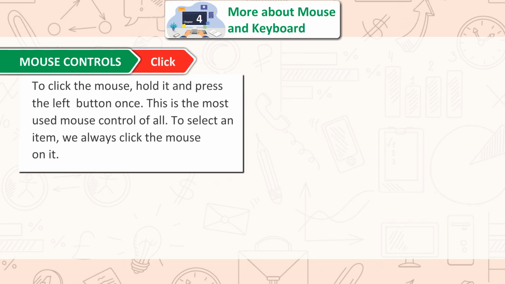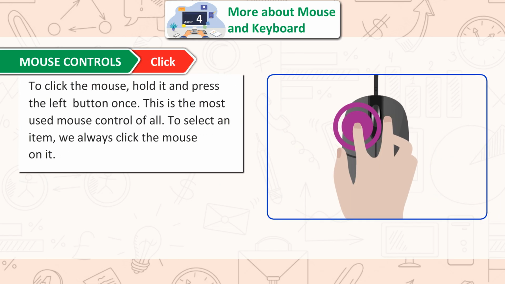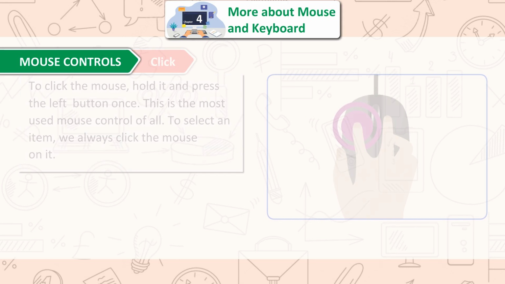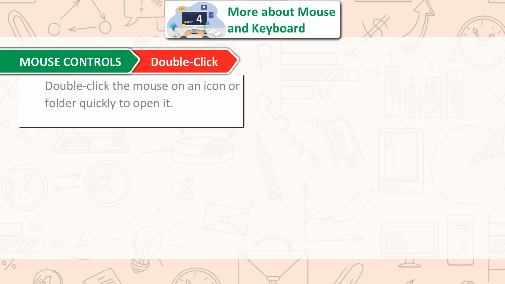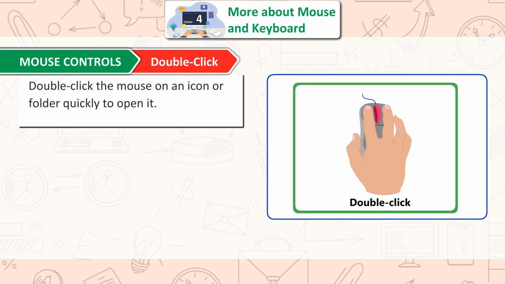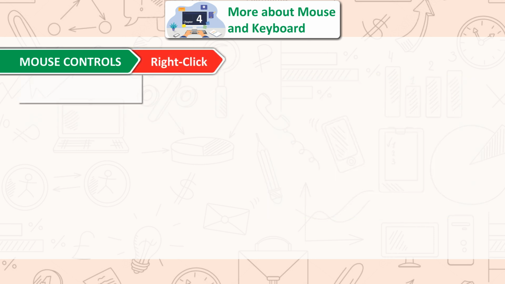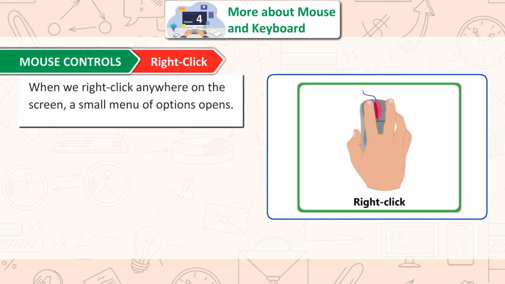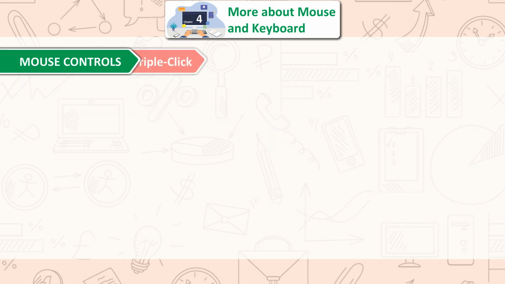Click. To click the mouse, hold it and press the left button once. This is the most used mouse control of all. To select an item, we always click the mouse on it. Double click. Double-click the mouse on an icon or folder quickly to open it. Right-click. When we right-click anywhere on the screen, a small menu of options opens.